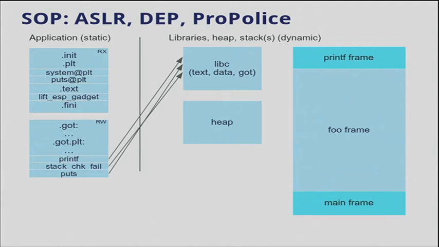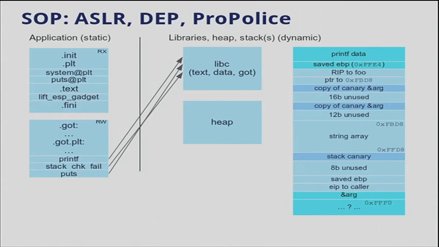At the point in time when we execute our format string bug, the printf function, the stack check fail function from ProPolice, and the puts function all point somewhere into the libc code that is somewhere in memory at some randomized location. The libc, all other libraries, the heap, and the stack are all at random locations, and we want to get around that. So let's just zoom into the stack frame. It looks pretty similar to before, but now it's all at a random location, plus the canaries, plus the data execution prevention. So what do we do?